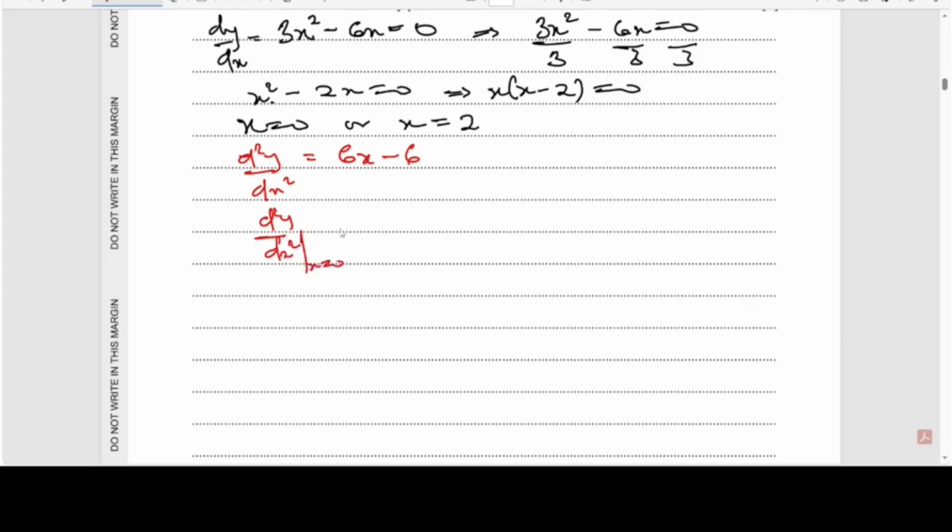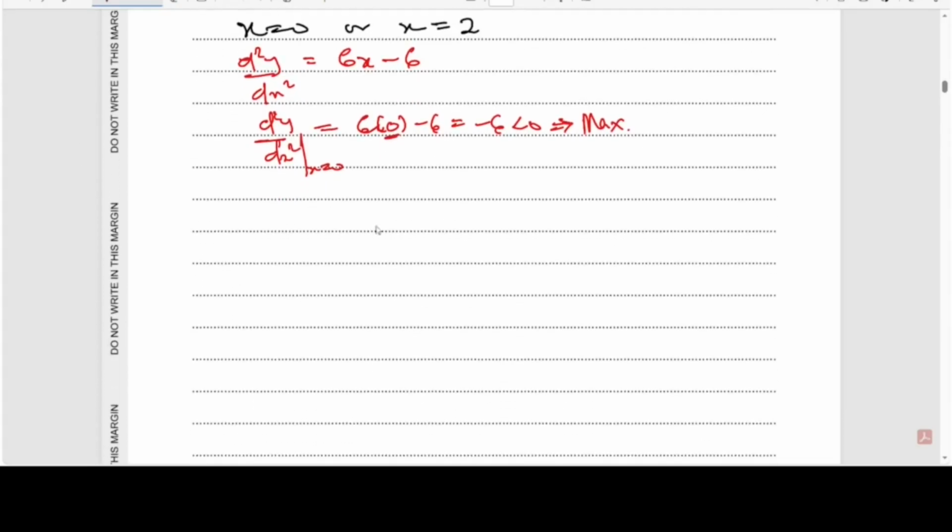Then we find the value of the second derivative at x equal to 0. 6 times 0 minus 6 is equal to negative 6. This is less than 0. It implies that the curve is at a maximum where x is equal to 0.